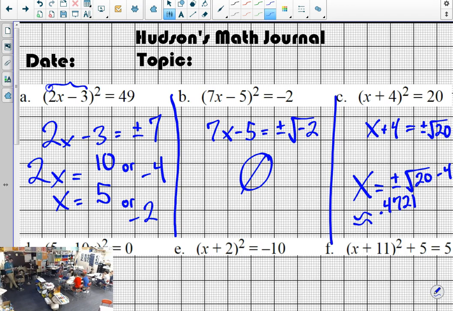So square root of 20 is 4.47. If I subtract 4 from the positive, I get about 0.47. But if I make my answer negative and then subtract 4, I get negative 8.47. So you cannot just approach it as the positive or the negative, because it's going to shift both down. Questions?